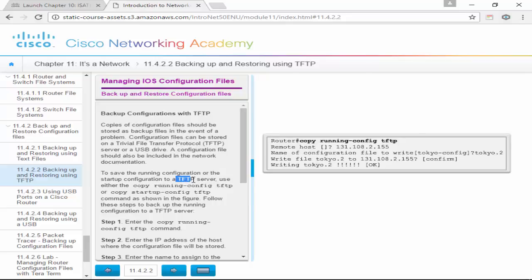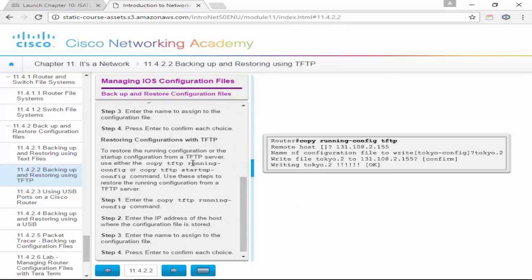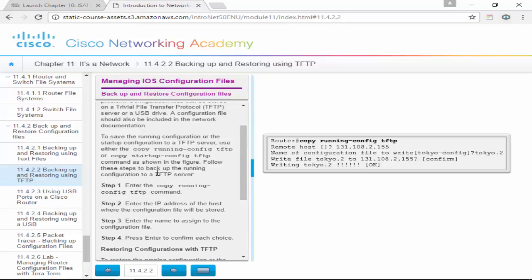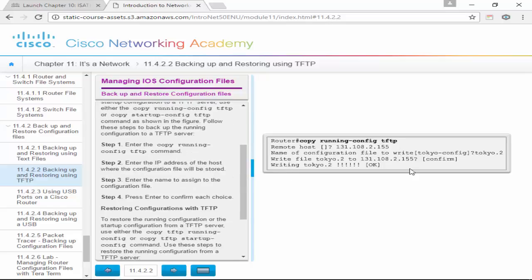Usually we use a secure protocol now with the configuration, because this would allow someone to steal our configuration, which has all of our passwords and everything, and crack them. So we usually use a thing called SCP, which is Secure Copy Protocol, I believe. Anyways, how we do that is we say copy running TFTP, and as you can see here it says remote host, and what this is asking is, where is your TFTP server? So you send it to your TFTP server, and then the next question is name the configuration file. So it says Tokyo config, so if you press enter it would just be named Tokyo config.